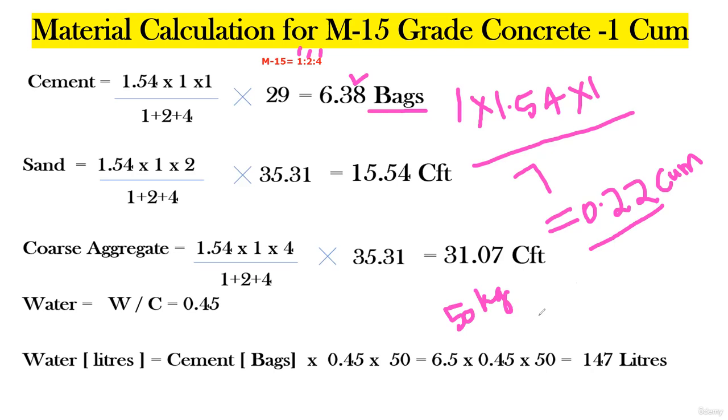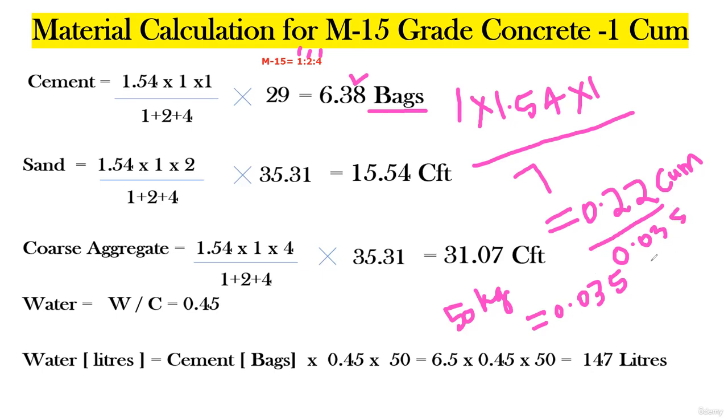What will be the volume of this? The volume is 0.035. So this is the volume of one bag of cement. This is the total volume. So if I divide by the volume of one bag, will I not get the number of bags that is required? Obviously, I'm going to get it. So just divide it by 0.035. 0.22 divided by 0.035, I'll get 6.28.